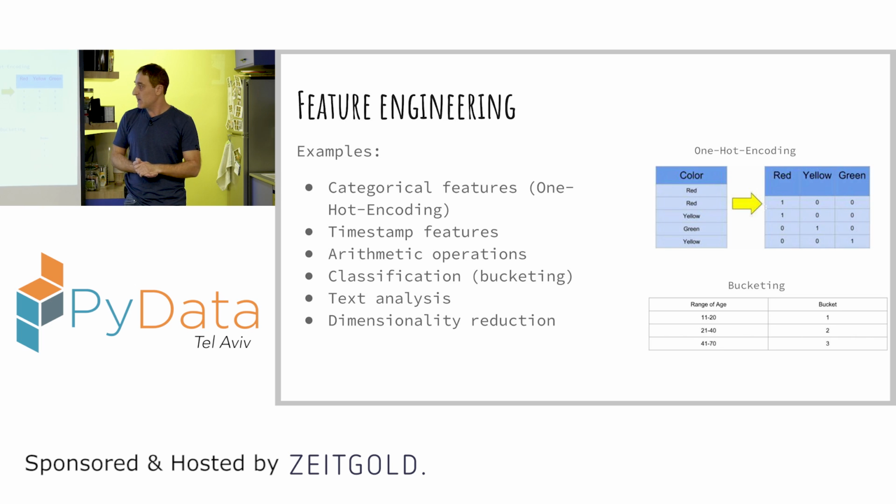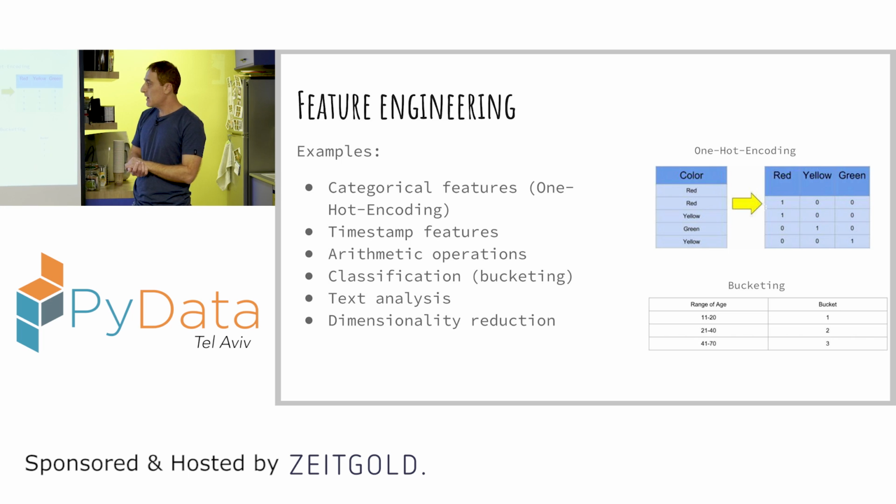Another example is bucketing or classification, like the example we have here on the right-hand side. Is an arithmetic operation a feature? No, it's not a feature. It is something that you apply in order to get a new feature, on a feature or on a set of features.